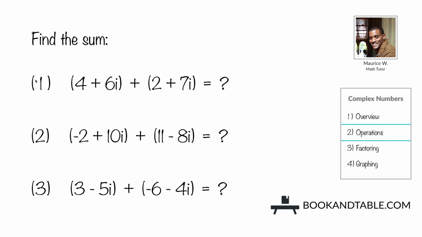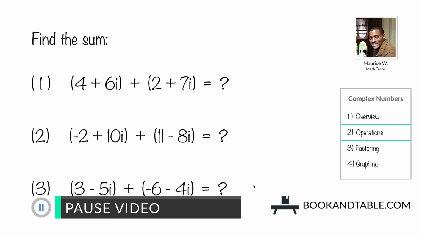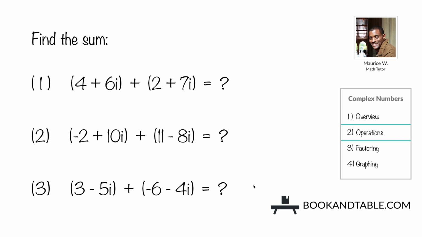Question number 1. Find the sum of 4 plus 6i plus 2 plus 7i. Question number 2. Negative 2 plus 10i plus 11 minus 8i. And question number 3. 3 minus 5i plus negative 6 minus 4i. Pause the video, answer these questions, and then press play when you are ready to begin.